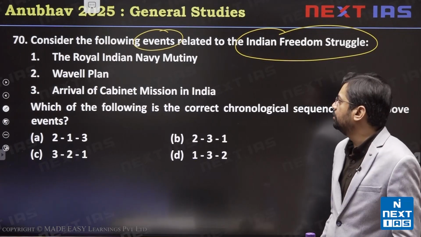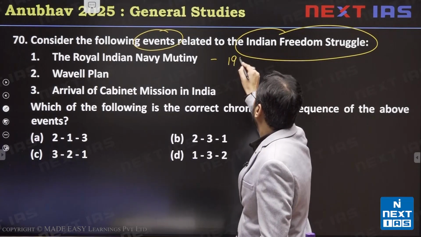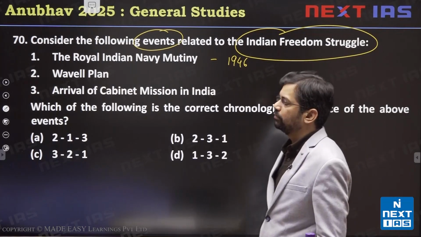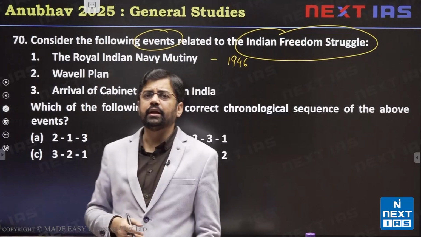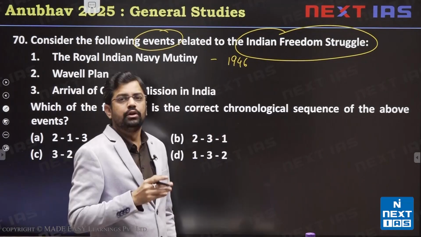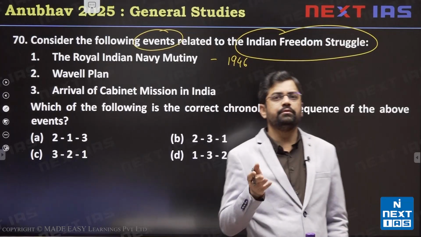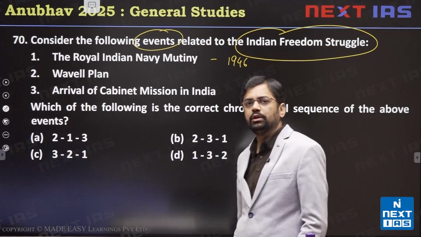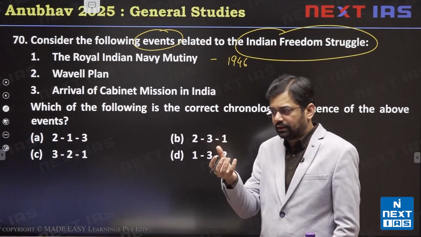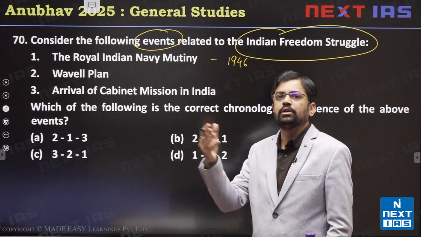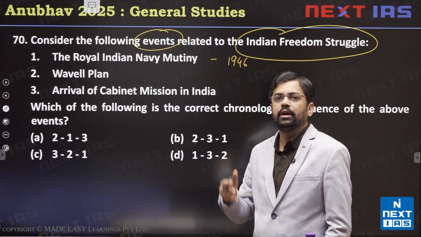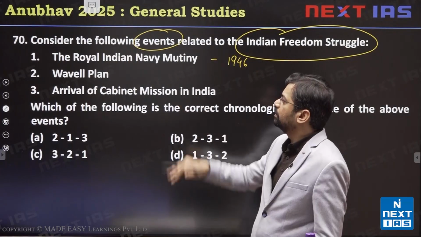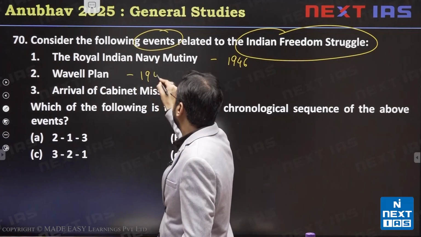So, the Royal Indian Navy mutiny happened in 1946. This much you can easily guess. Second is going to be the Wavell plan, which is in 1945, in the backdrop of World War II, right. So, after the Shimla conference in June, this plan is going to be presented, so that the resentment of the people with respect to self governance and the transfer of power could be addressed, and some of the provisions can easily be carved out. So, the Wavell plan is in 1945.